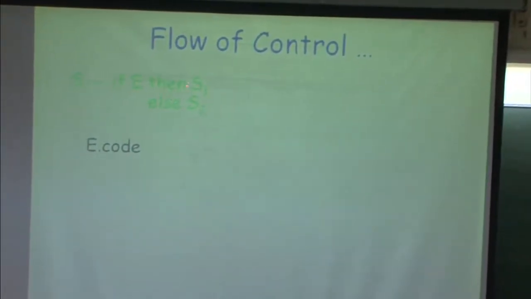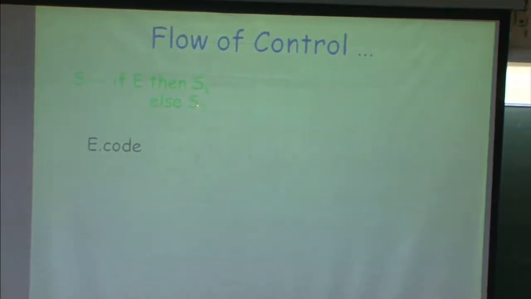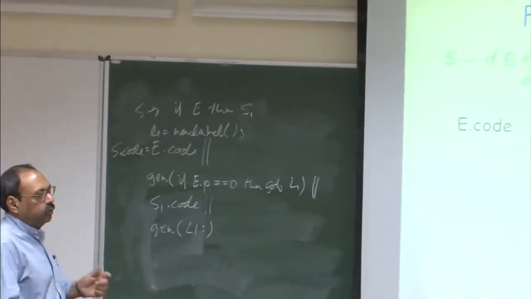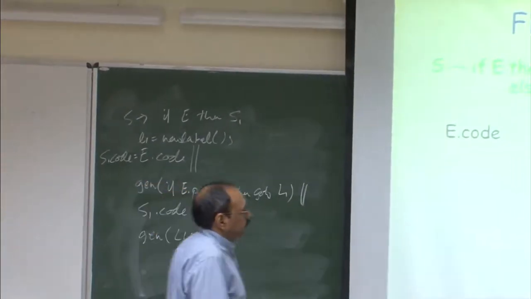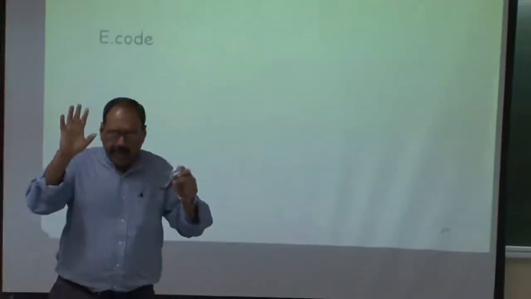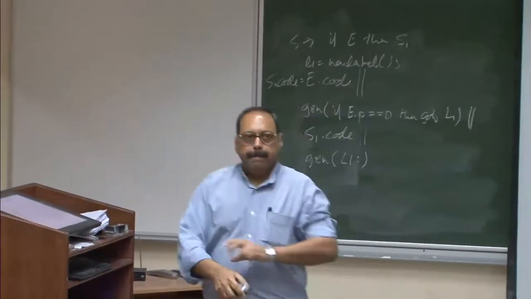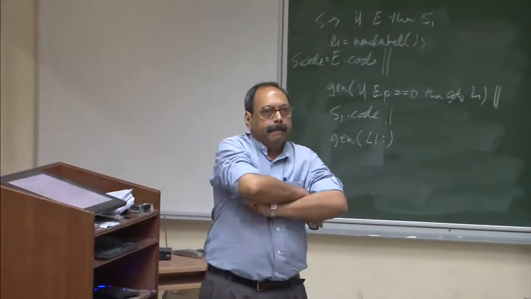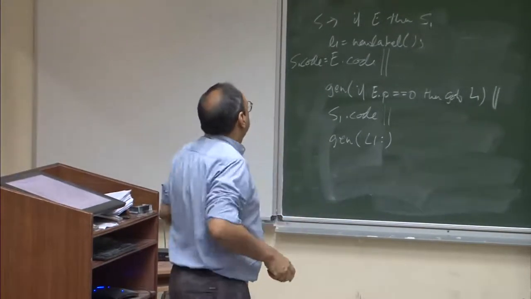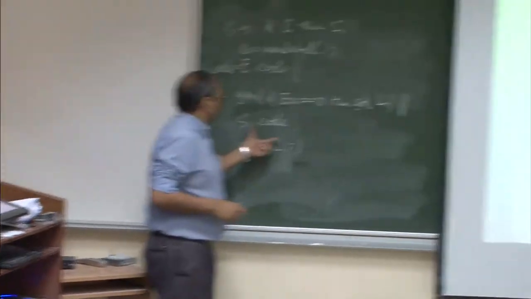I have two statements here, one is S1 and another is S2. Depending on whether this value is true or false, I'll either execute S1 or S2. Now, how is this code which I have just shown and this code going to be different? Don't you tell me the difference. Everything else is going to be instead of label.